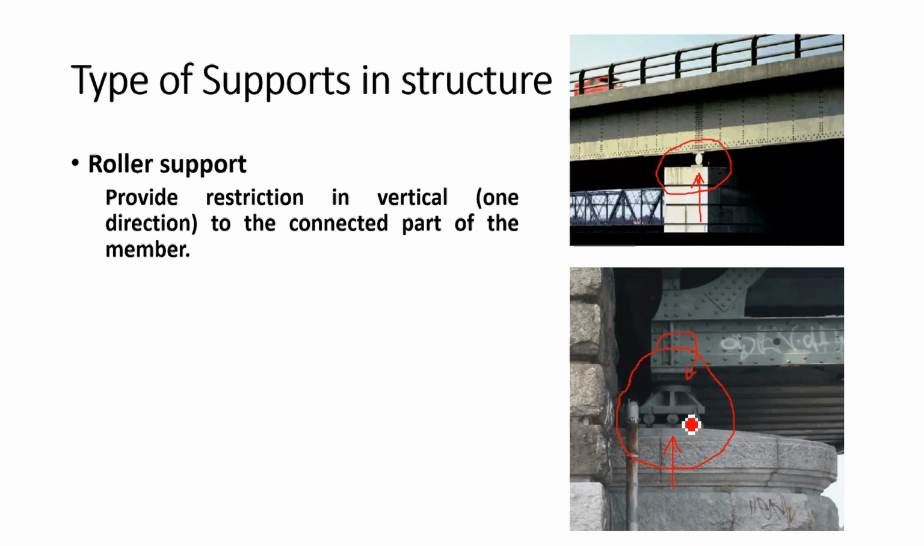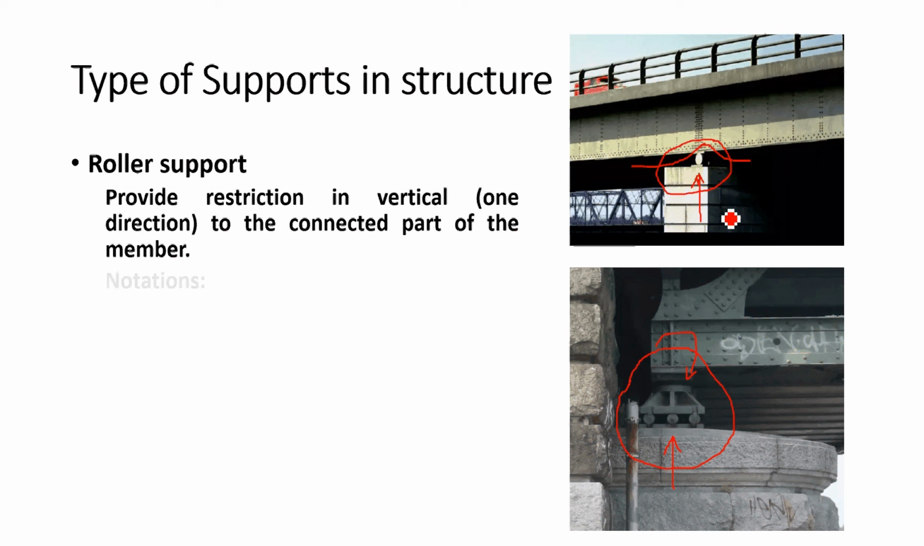Clear? For the rotations, it won't provide any restrictions. Here also, this part can be rotated, this also can rotate, right? So that means roller supports will provide restrictions only in one direction. This is very important. This is the real arrangement of the roller supports.